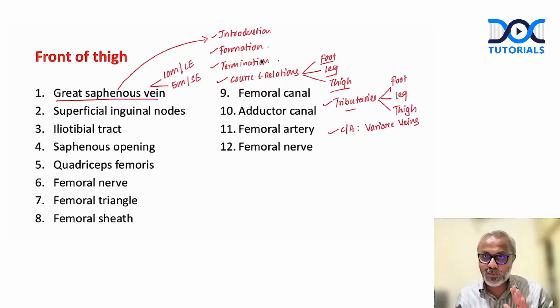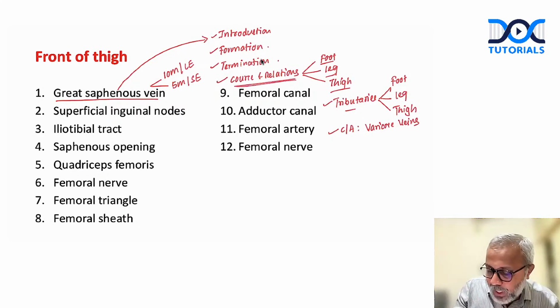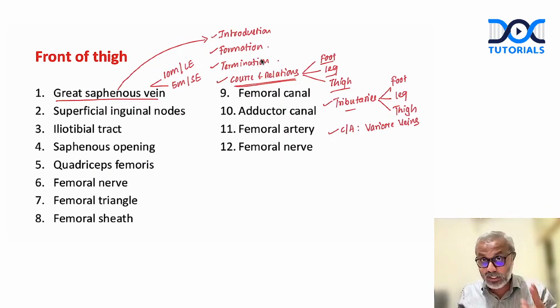If it is asked for a short essay, one part that can be skipped would be the course and relation. We can still talk about formation, we can still talk about termination, tributaries and clinical anatomy, but if you want to skip, we can skip the course and relation part. But diagram is a must for both these questions.